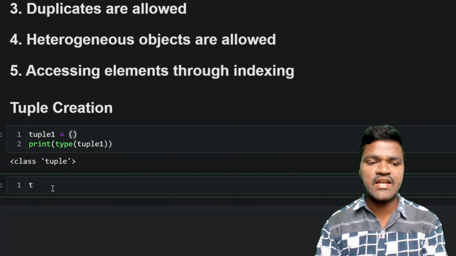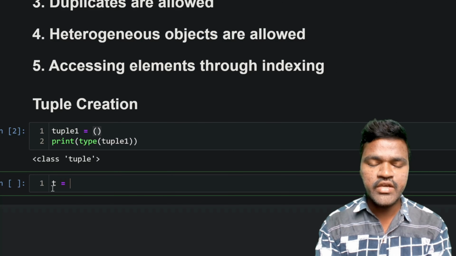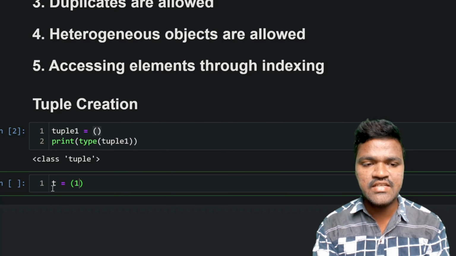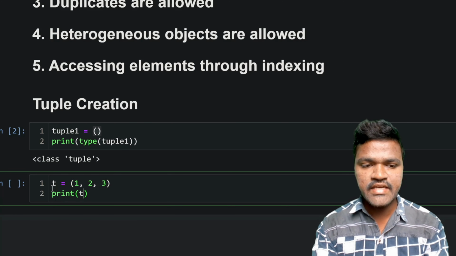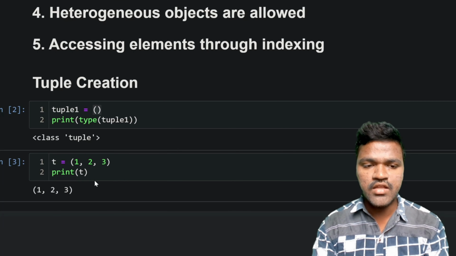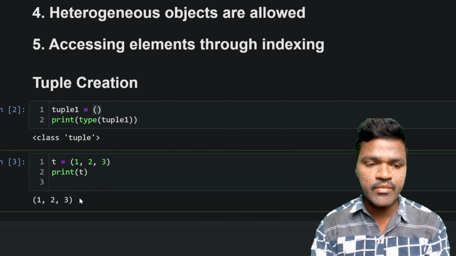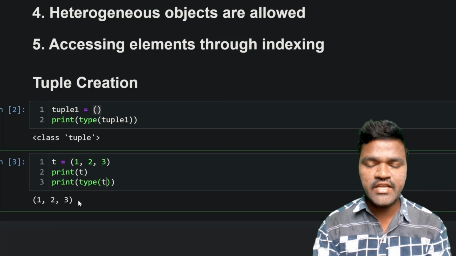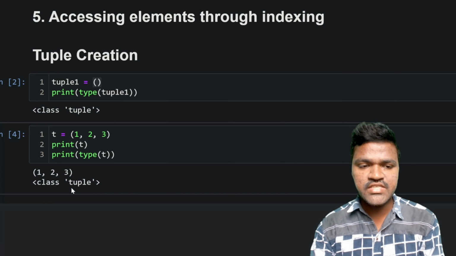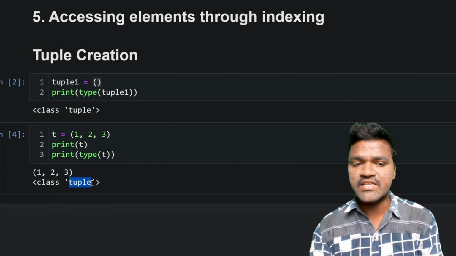So consider this particular t as a tuple. Here I will be considering the elements, let's say 1, 2, 3. If I print this particular t, we will be getting all the elements inside of a parenthesis. If I print the type of this particular t, you can see the result. We are getting the type as tuple.